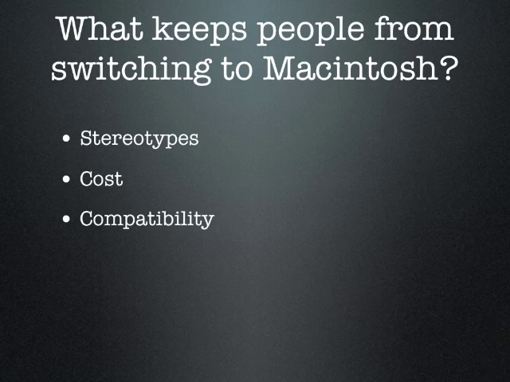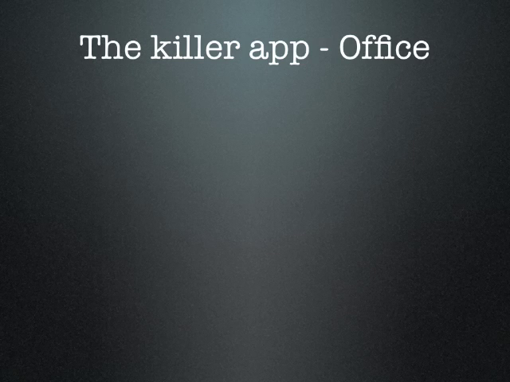People have to be able to know that the things that they do at work on a Windows machine will work on their Macintosh at home. Further, they have to know that the files that they create at home, they'll be able to send to their friends or whatever that may not be Mac users. And the killer app that we're all dealing with in this video is Microsoft Office. So the killer app is Office.